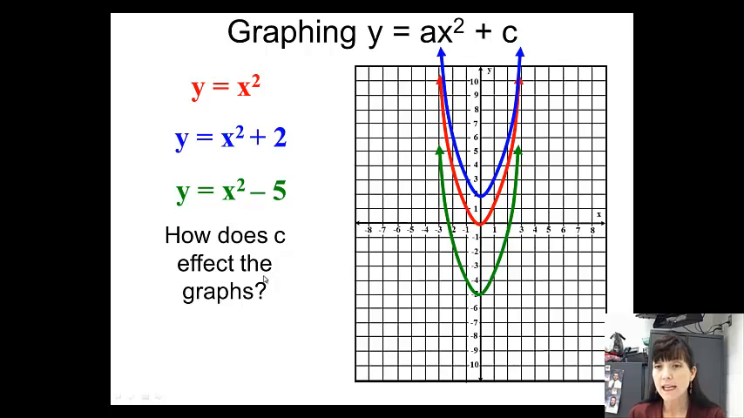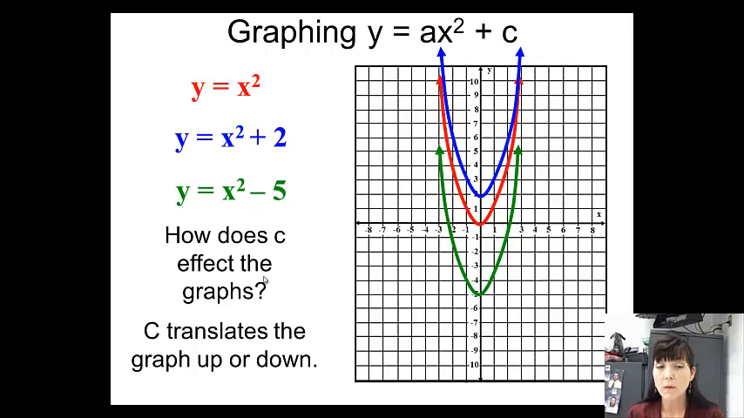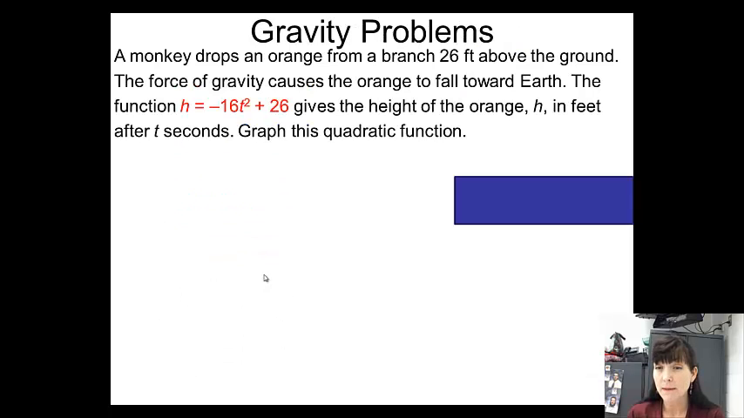So how does the c affect the graph? Hopefully you were able to figure out that the c translates the graph up or down. C is also your y-intercept.